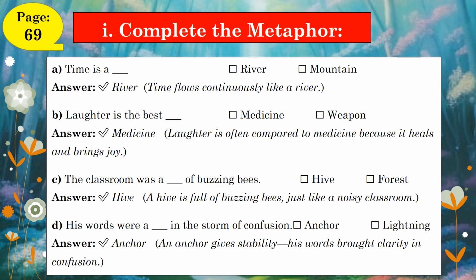3. The classroom was a blank. The right answer is hive of buzzing bees. A noisy, active classroom can be just like a buzzing beehive, full of energy and sound. 4. His words were a blank. The correct choice is anchor in the storm of confusion. Just like an anchor keeps a ship steady in a storm, his words brought calm and clarity. Metaphors make language powerful by turning simple ideas into vivid mental pictures.